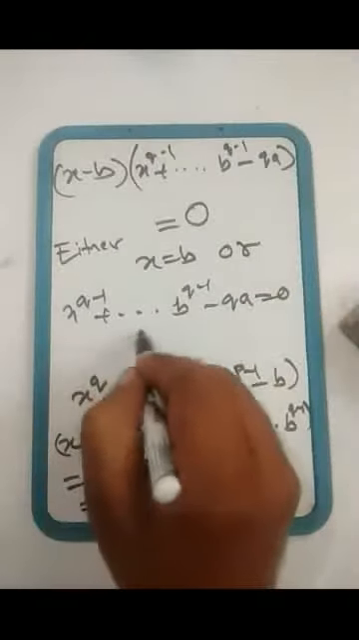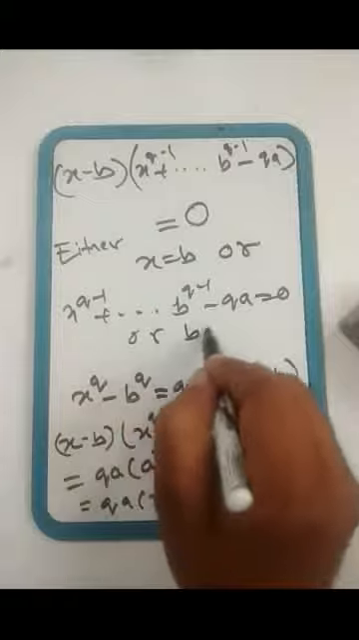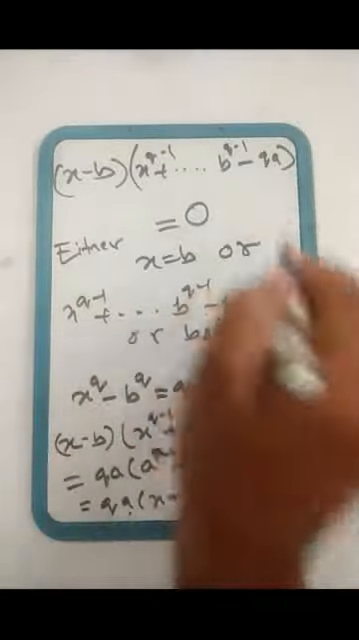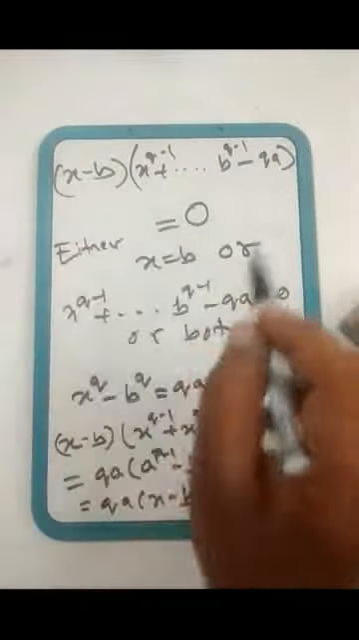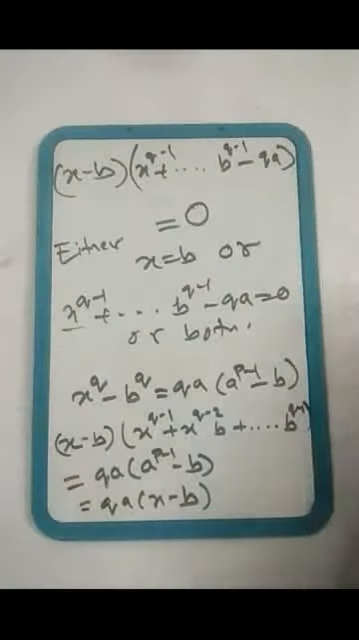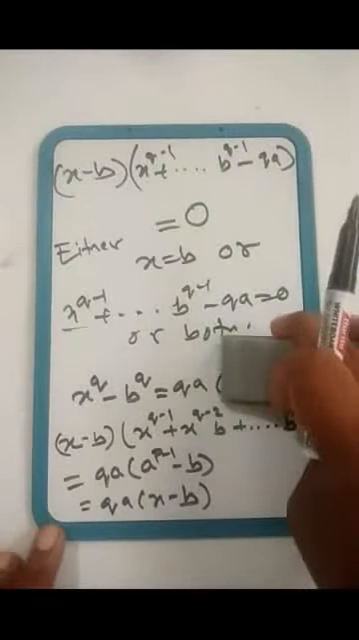Zero or both of them are simultaneously 0. If both of them are 0, then this is the case, but the point is that this cannot occur. Why can it not occur?